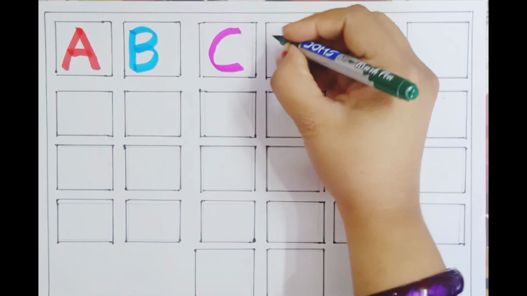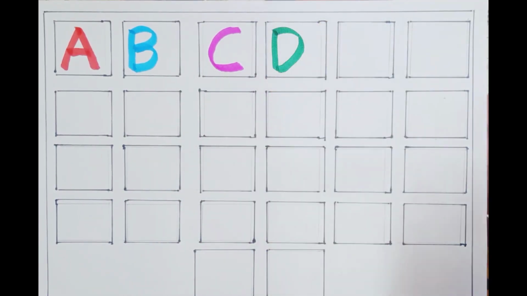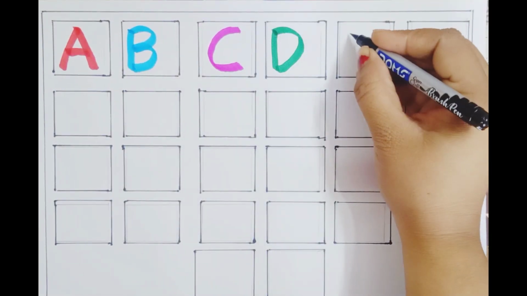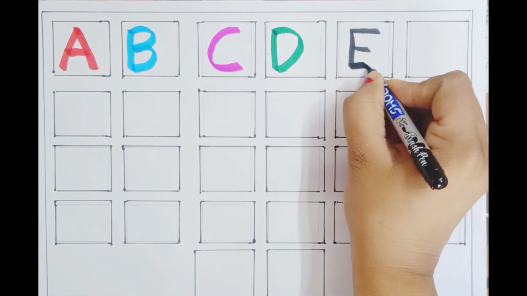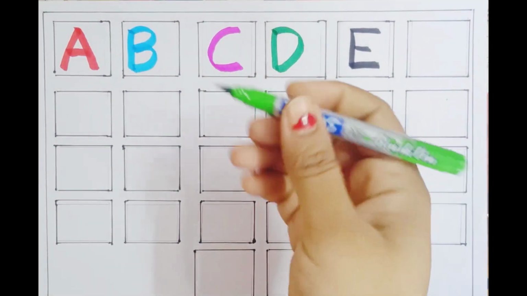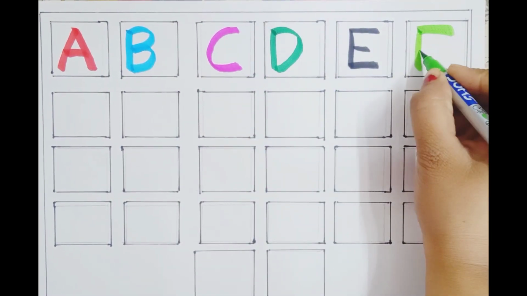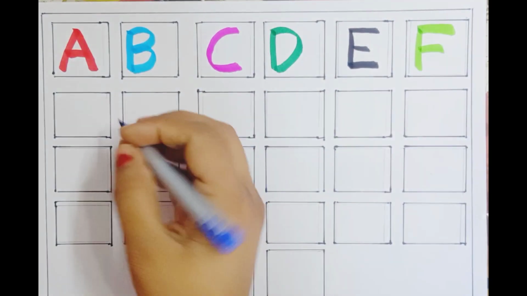Green color. D for drum. Black color. E for egg. Light green color. F for fan. Blue color.